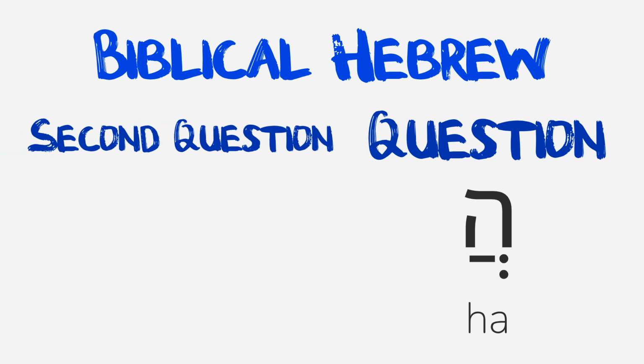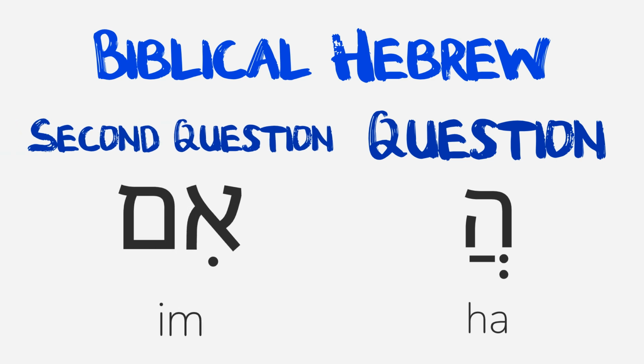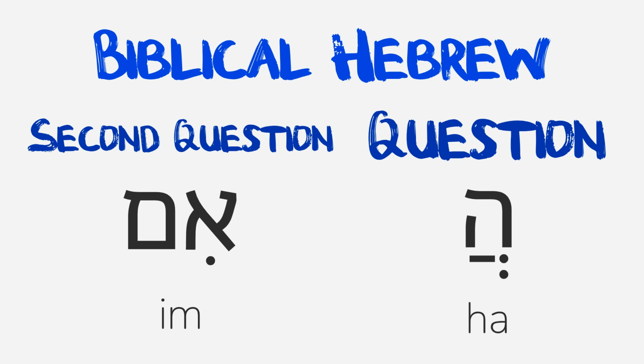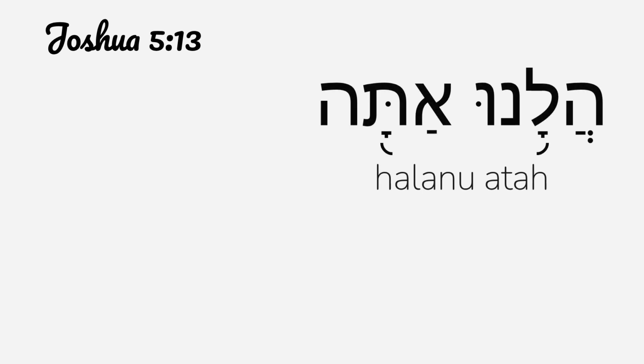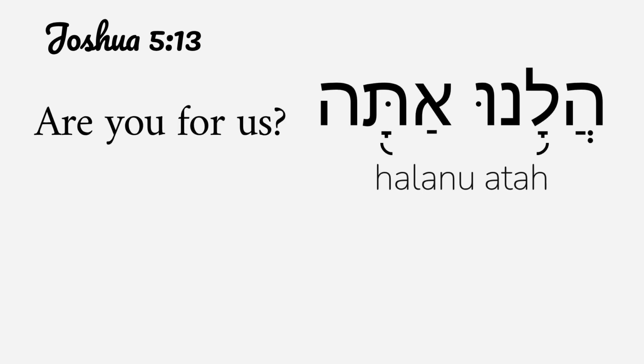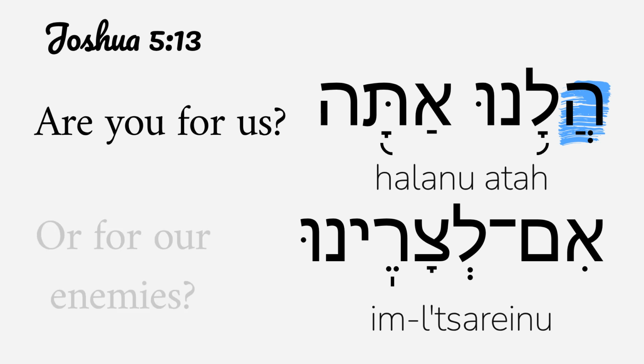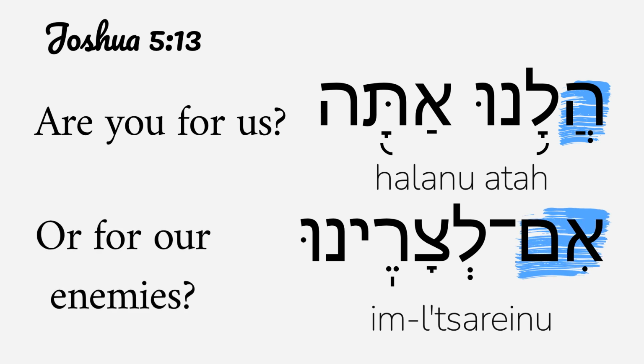This hey will attach to the first word of the sentence, showing that it is a question. Also, if a second question is asked immediately afterwards, that question will start with the word im, spelled with an aleph. One example of this is Joshua 5:13, where Joshua asks the man who appears to him, Halanu ata? Are you for us? A question starting with ha, im latzarenu, or for our enemies. A second question, which starts with im.